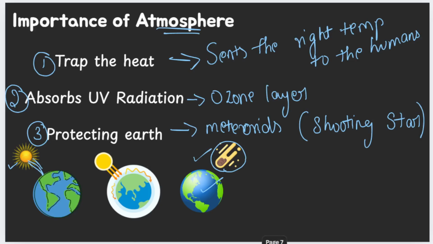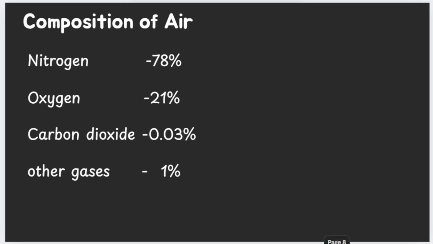Okay. So till now we have seen what is atmosphere, what are the different layers in the atmosphere and their uses, and we have now seen the importance of atmosphere. So now let's move on to the composition of air. What do you mean by composition of air? Composition of air means it contains different gases. So we are going to see what are the gases in the air.